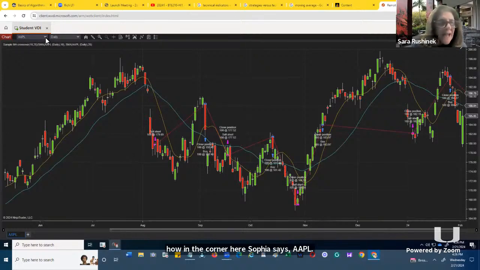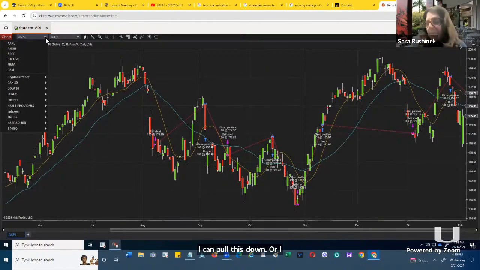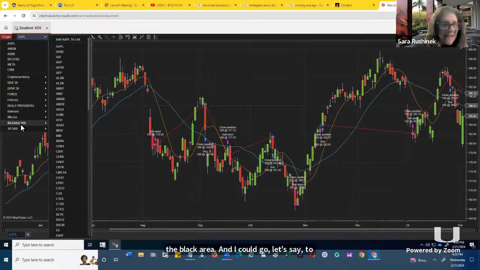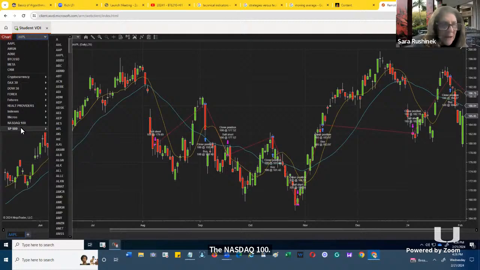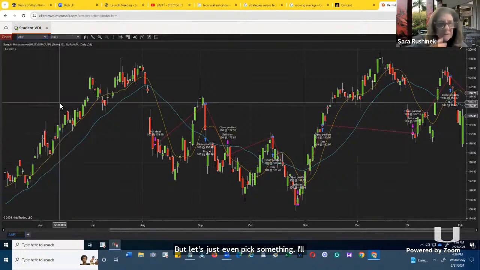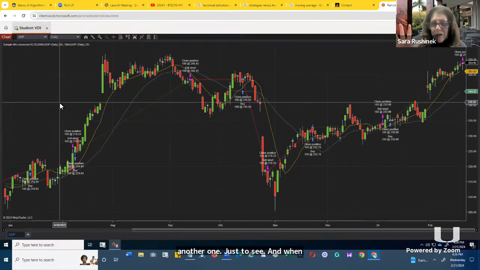I can pull this down, or I could type another symbol in the black area, and I could go, let's say, to the NASDAQ 100 or the S&P 500, and I could choose another stock. What I'd like you to do before I even see this, I know this is a loser, but let's just pick something. I'll just pick another one just to see. And when I pick another one, you see how it switches all of a sudden?